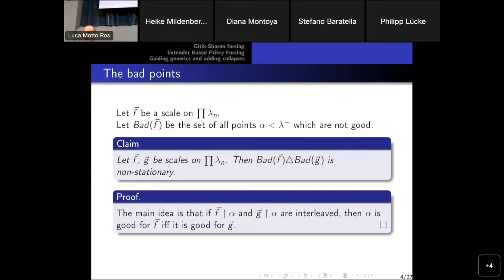And this means that on the club, essentially, if we look at the scale of f up to alpha and the scale of g up to alpha, they are already interleaved. Now it's not very difficult to see that once alpha is of uncountable cofinality, if it is good for f, then it's going to be good for g, and vice versa, by looking at the interleaving and maybe narrowing down, shrinking down a bit, the witness. Okay.